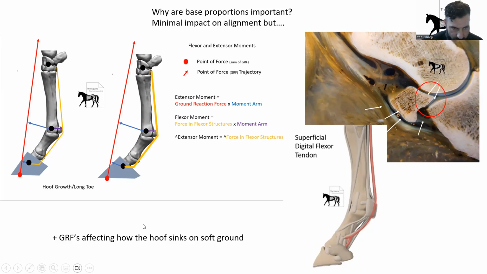And also, the ground reaction forces affect how the hoof sinks onto soft ground. And we'll look at that in more detail later, okay?